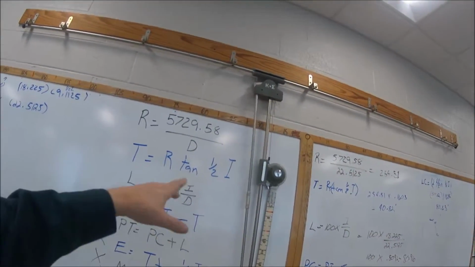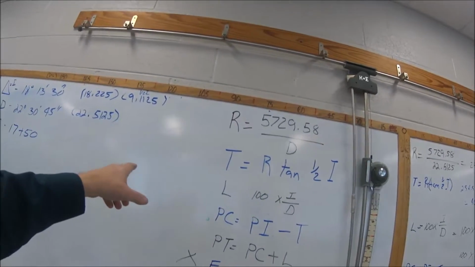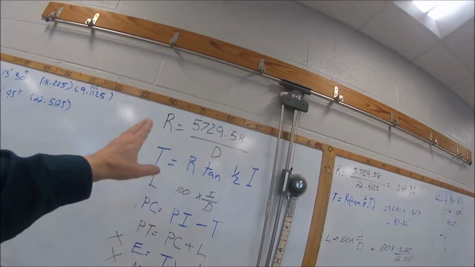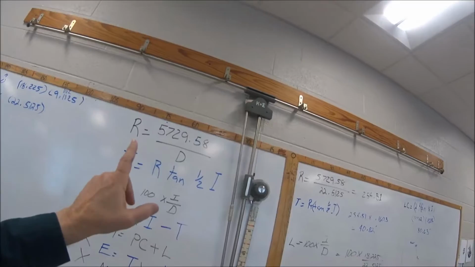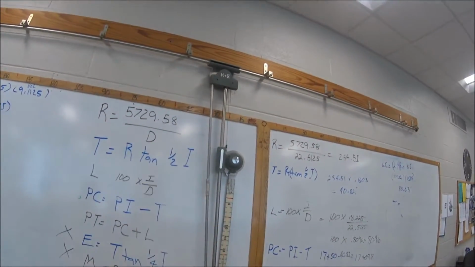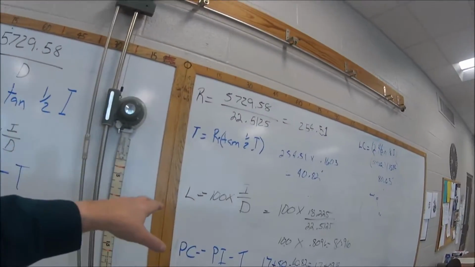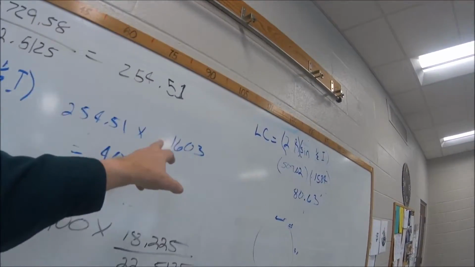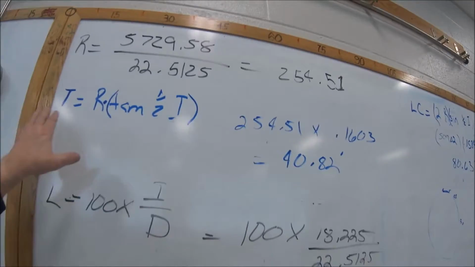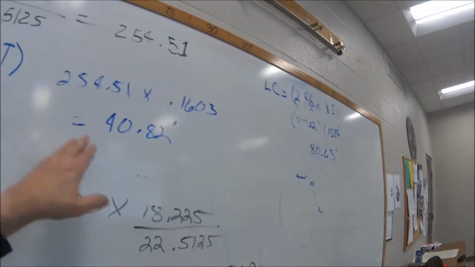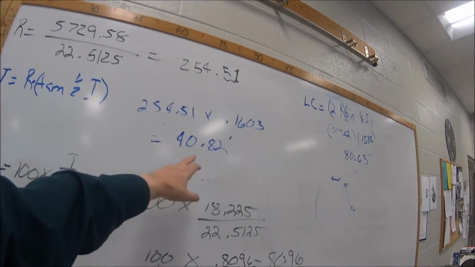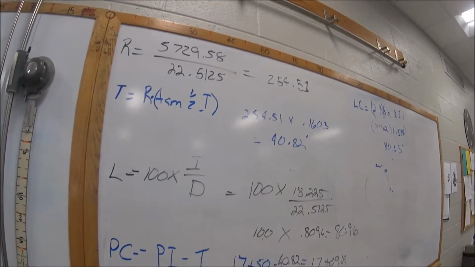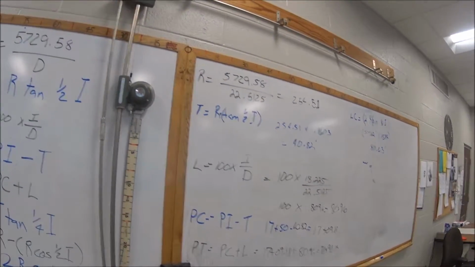Next, you're going to get the T. It's a tangent. It is R times the tangent of 1/2 I. And remember this, we're going to do the tangent of 1/2 I, okay? It's 0.1603 times R, which was this. We came out with 40.82. And remember, that is in feet.